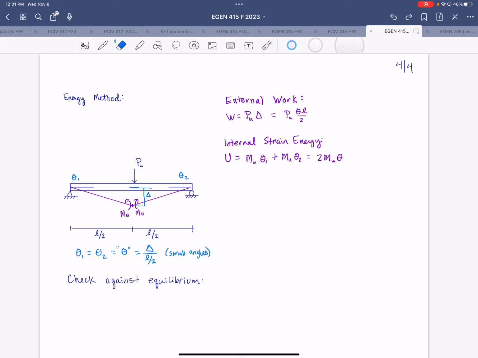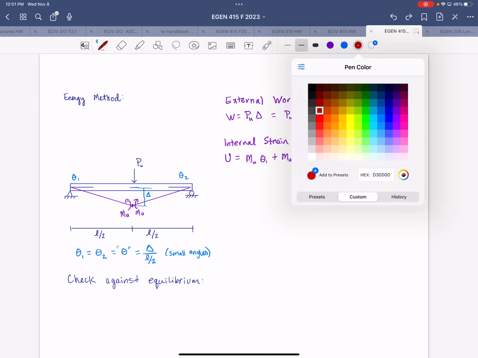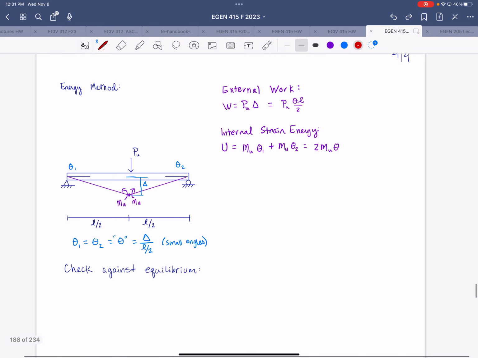We're nearly done with this page. We were looking at this simply supported beam and applying the energy method to determine the collapse mechanism. So we set up the equation for external work. That's the applied force times the distance through which it acts, or the deformation that is associated with it. So in this case, it's the force times the vertical displacement.